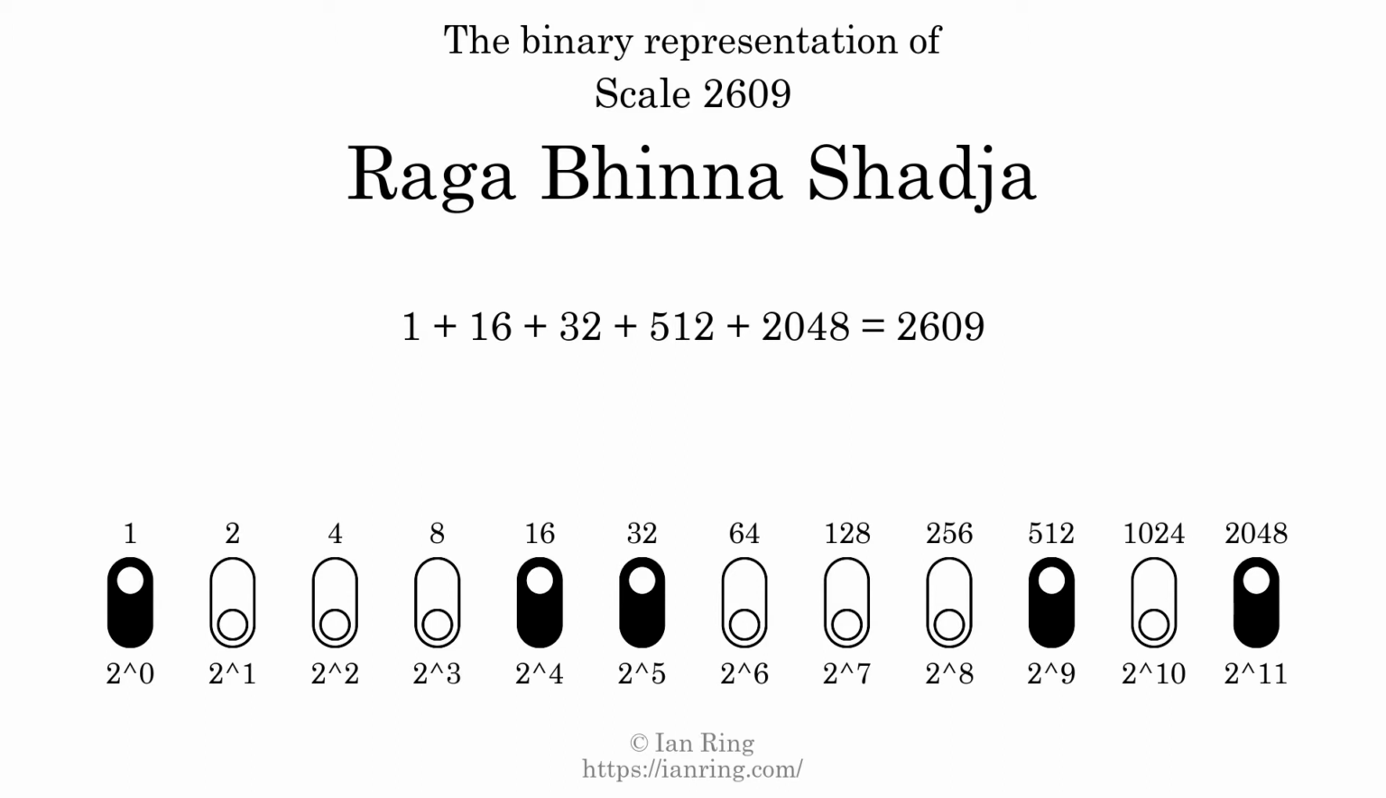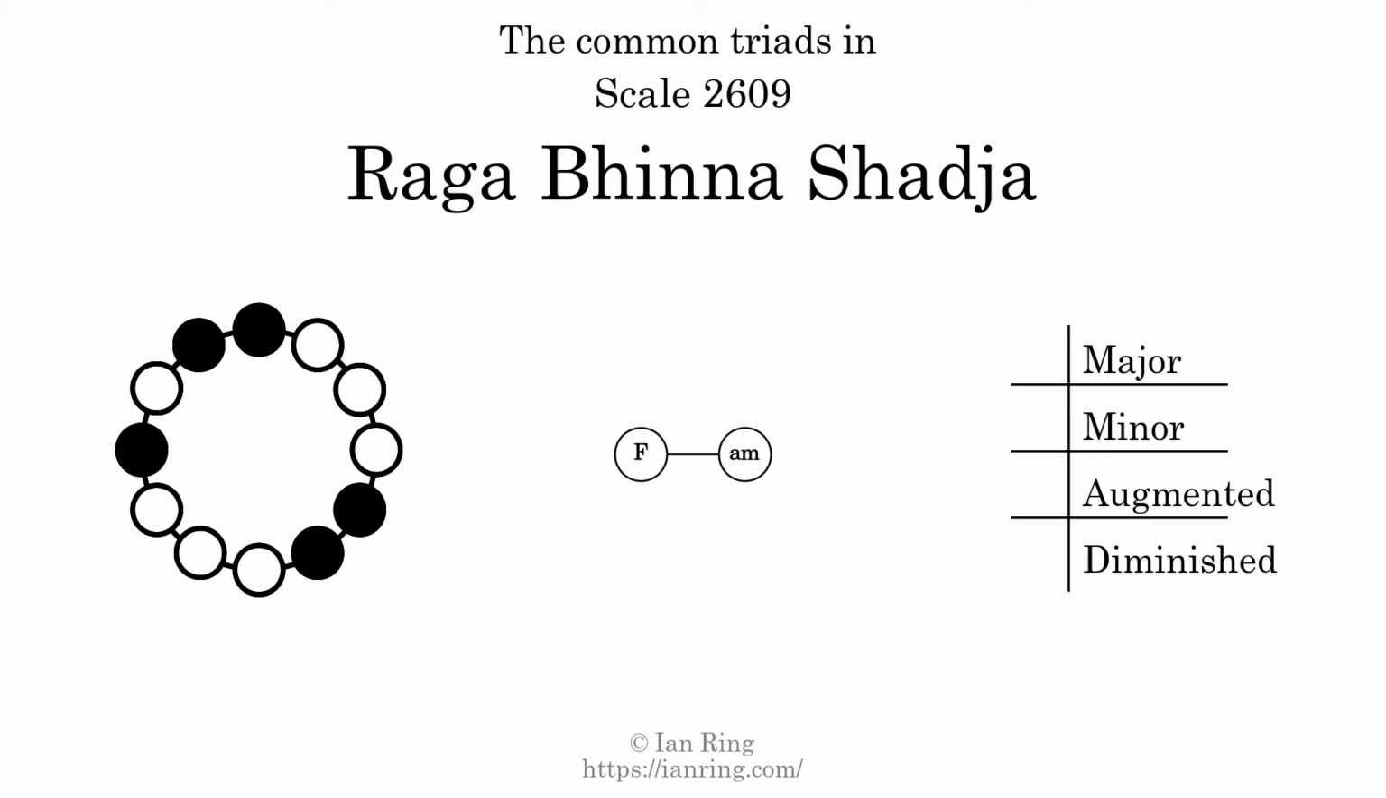The scale number not only enumerates the scale with a unique index, but it also literally describes the tonal content of the scale. Represented as a binary number in base 2, the scale number is 101000110001. Here are the common triads present in this scale.